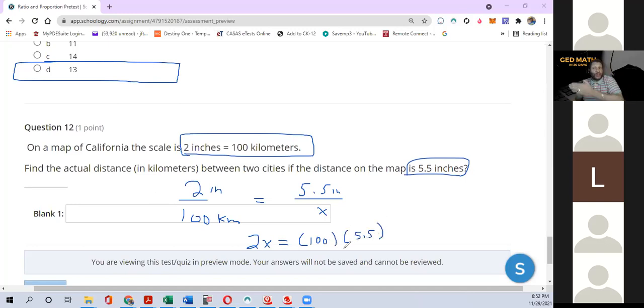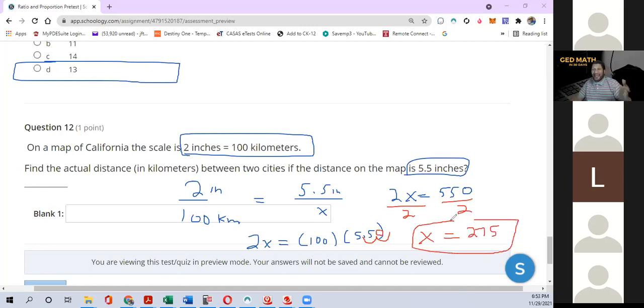Again, mental math should tell you if I'm multiplying by 100, I move my decimal 2 places. So you should get 2x is equal to 550. Why? Because if I'm multiplying by 100, I'm moving my decimal 2 places. When there's nothing there, I add a 0. That's mental math. 2x equal 550, divide both sides by 2, and you get 250 and 25, which is 275. So the answer to find the actual distance in kilometers between 2 cities if the distance on the map is 5.5 is 275 kilometers.